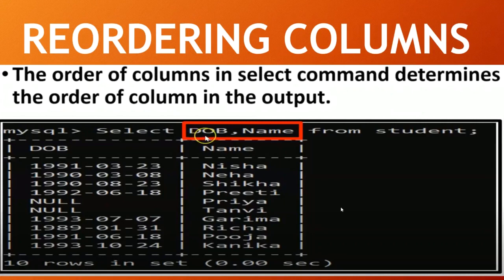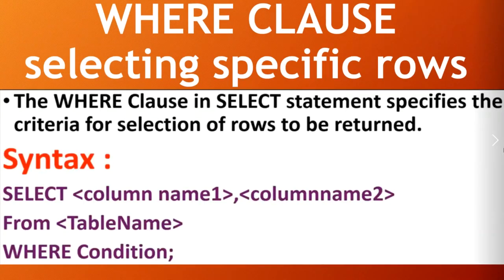You can even reorder these columns. Reorder means आप चाहें तो इनका ऑर्डर भी चेंज कर सकते हैं. जैसे डेट ऑफ बर्थ बाद में था, लेकिन अगर पहले DOB लिख दिया फिर नेम लिखा तो देखो आउटपुट में DOB पहले रिफ्लेक्ट हो गया और नेम बाद में. Next is your where clause.